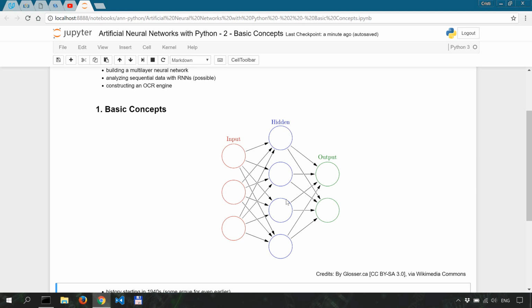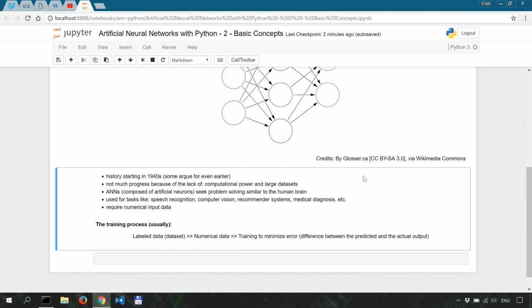The number of hidden layers differentiates between shallow and deep neural networks. So, a deep neural network is comprised of multiple hidden layers, and that is the case for deep learning, which we'll probably go into in another tutorial series. Now, same as other forms of machine learning, ANNs can be used for supervised and unsupervised learning, and for tasks like speech recognition, computer vision, medical diagnosis, recommender systems, and many more. You can think of the recommender system behind Amazon's engine.